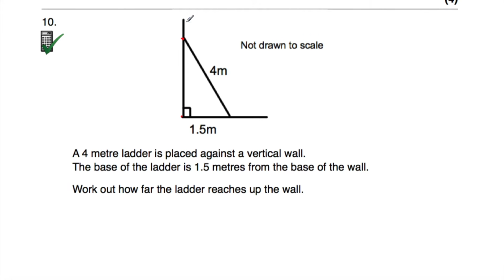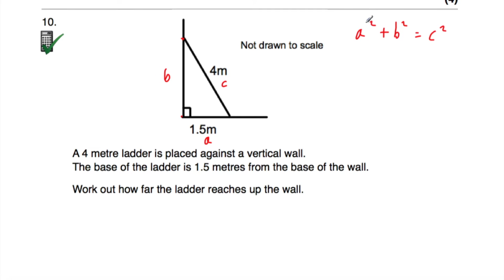So if we have a look, we can ignore this part, and we've got this right angle triangle, and the longest side of the right angle triangle would be our 4 meters. Let's call that C, the longest side, and then we've got our 2 shorter sides, and I'm just going to call this one A and this one B, and again you could do them the other way around if you wished. So Pythagoras' theorem is a squared plus b squared equals c squared.